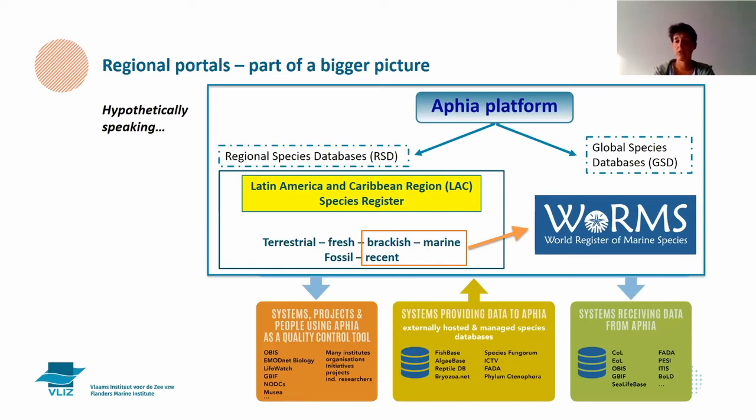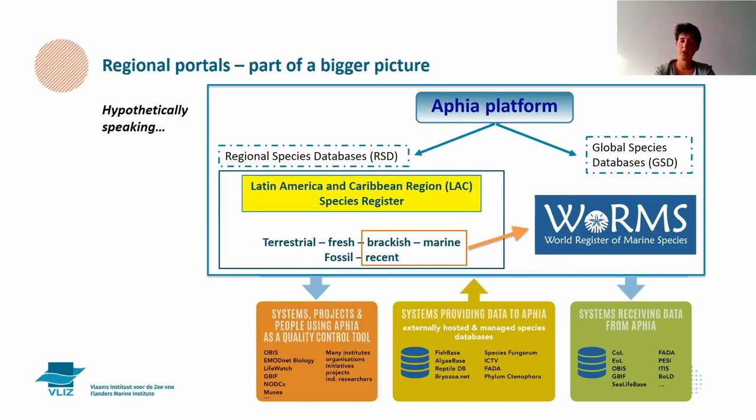There are many institutes, many organizations, initiatives that use the content of Aphia to make sure that the taxon names that they are dealing with are in synchronization with the information that we have in Aphia. Also, individual researchers, someone working on a PhD or a thesis, is making use of the content of the Aphia platform to have a double check, for example, on the taxonomy that they use and on the relationship between species. Now, in the center, there are also systems that are providing data to Aphia. And this is mostly what we refer to as the externally hosted and managed species databases.